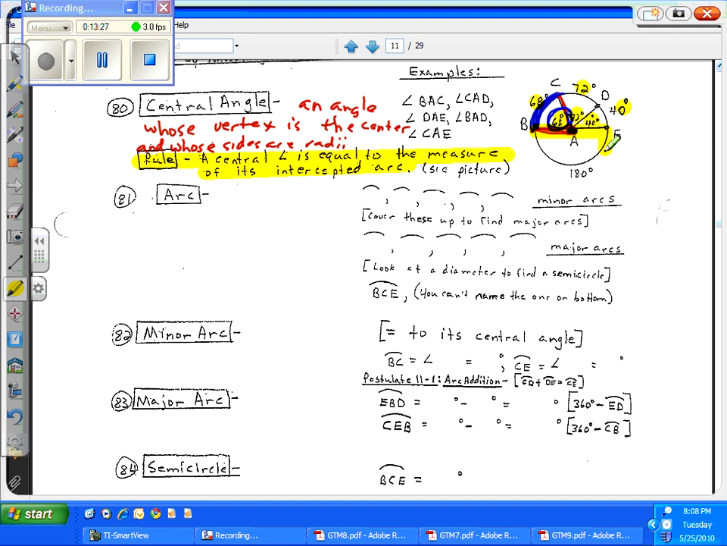A semicircle is 180 degrees. We could say that line BE is a straight angle, or angle BAE is a straight angle. This straight angle, angle BAE, 180 degrees, is equal to its intercepted arc, 180 degrees. Okay?